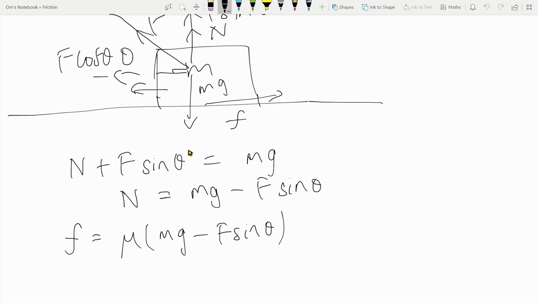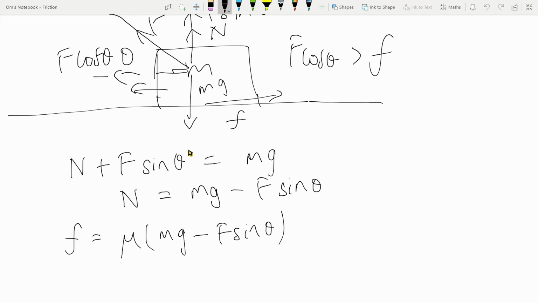But so while we are minimizing friction, we also want to take care of another thing. We have to ensure that the body actually starts moving, right? So to ensure that, you have to write an equation for Newton's second law along the horizontal direction. That is, we need to ensure that F cos theta, the force that we are applying along the horizontal direction, is actually greater than the frictional force. And that is a second condition.